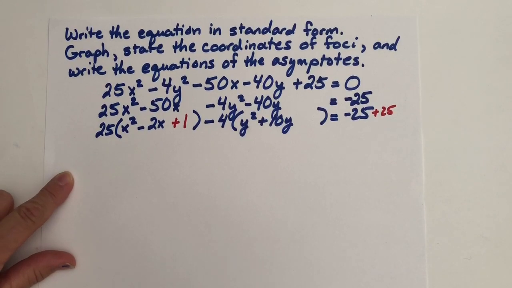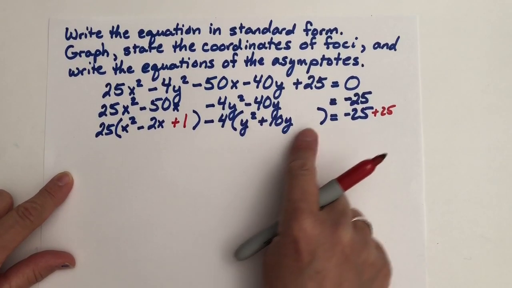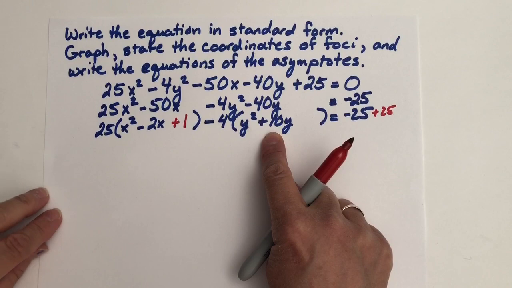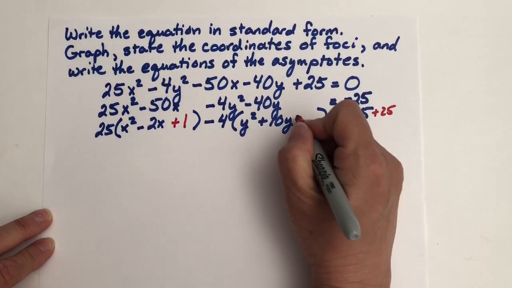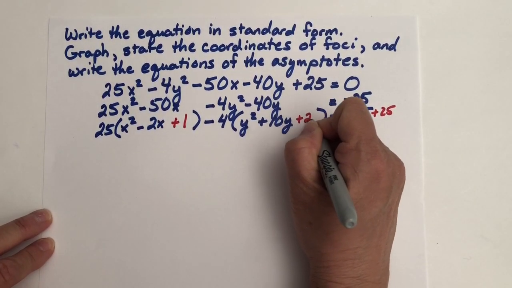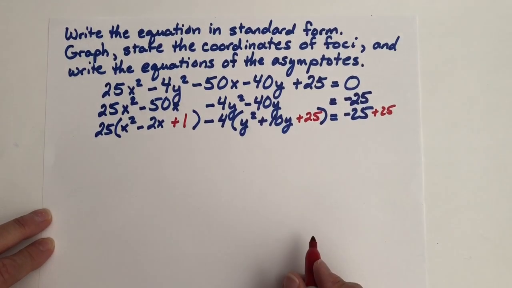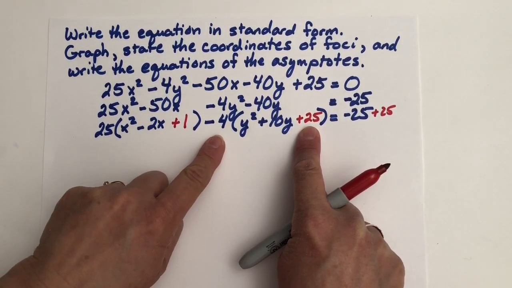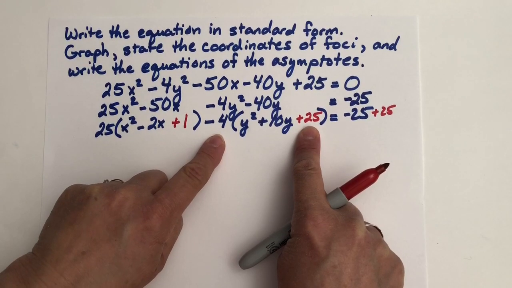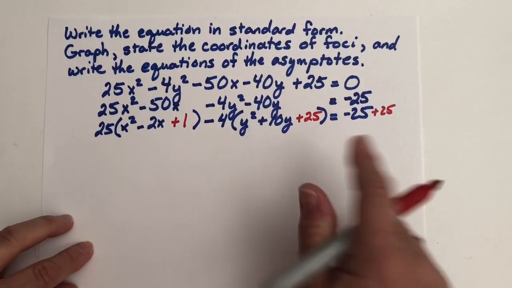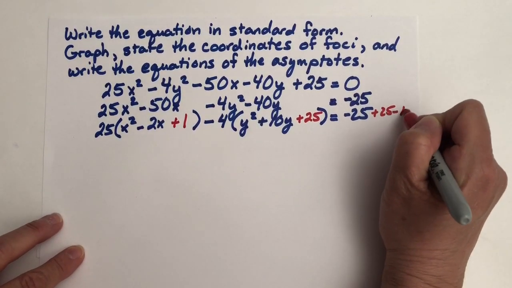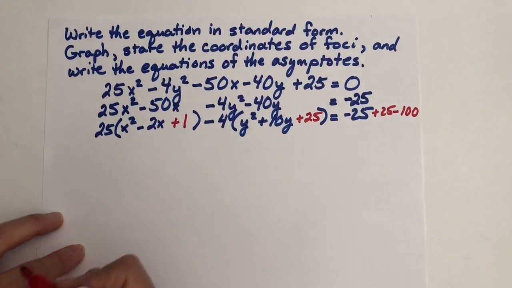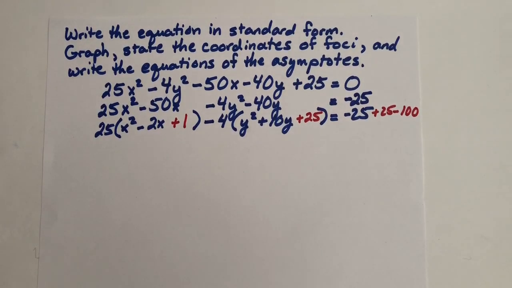Similarly, right here, we are going to take half of 10, that's 5. 5 squared is 25. So we're going to add 25 right here. But it really isn't a 25. That 25 is being multiplied by this negative 4. So we really just subtracted 100. So that means we need to subtract 100 from the other side. And now let's continue.